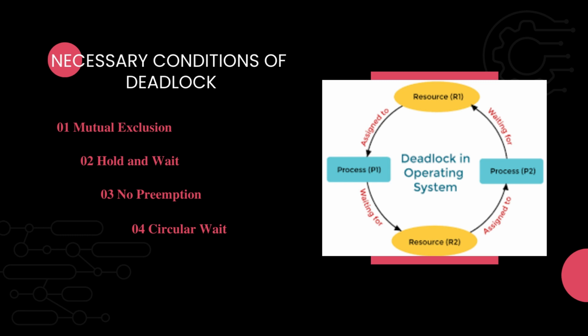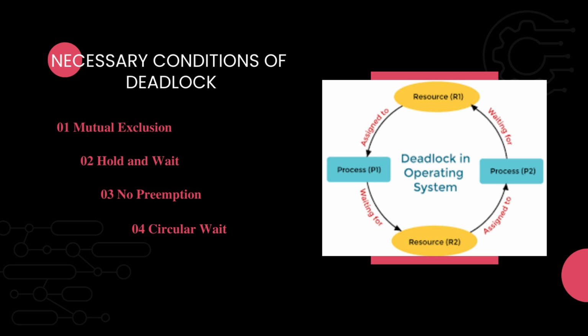Hold and wait. You can see in the diagram, process 1 is holding resource 1 and waiting for resource 2 that is acquired by process 2. Same scenario for process 2, that is holding resource 2 and waiting for resource 1. No preemption. A process can release its resources only after completing its execution.